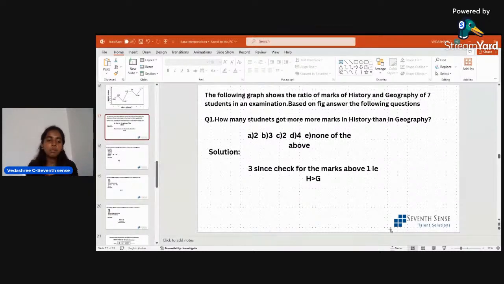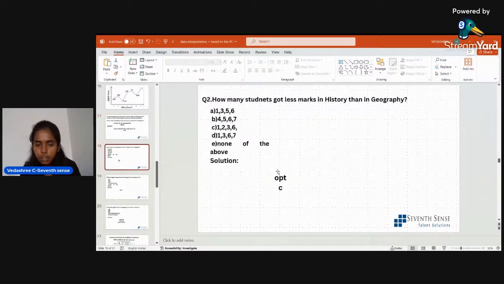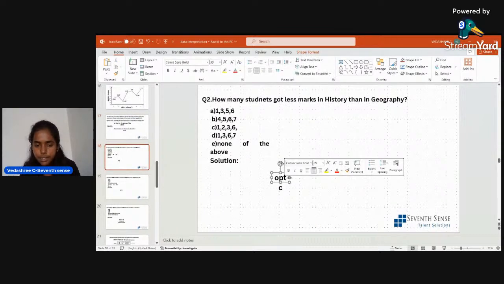You won't get more problems on this, I guess. In the morning I explained one concept, that is mixture and alligation. On mixture and alligation and also data interpretation, you won't get more problems. Hence it is easy. You'll get maximum one or two problems. That's it, I guess. But learn to solve.